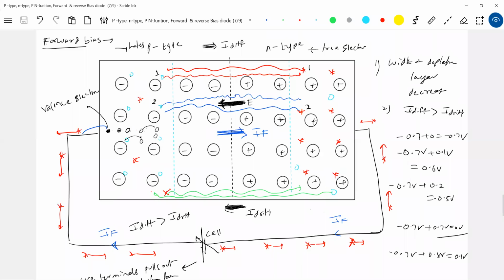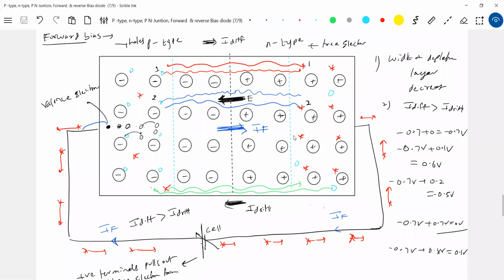Now for numericals, what you have to remember: as the depletion layer decreases, diffusion current will be much greater than drift current. Now, is the forward current due to diffusion current or drift current? Due to diffusion current only? Both will be there, but diffusion current will be greater than drift current. The forward current is due to majority carriers.